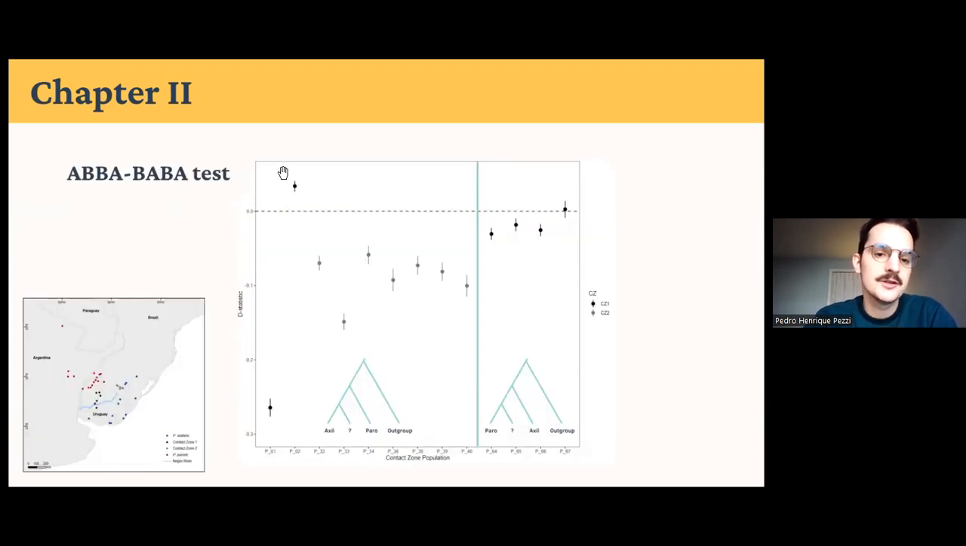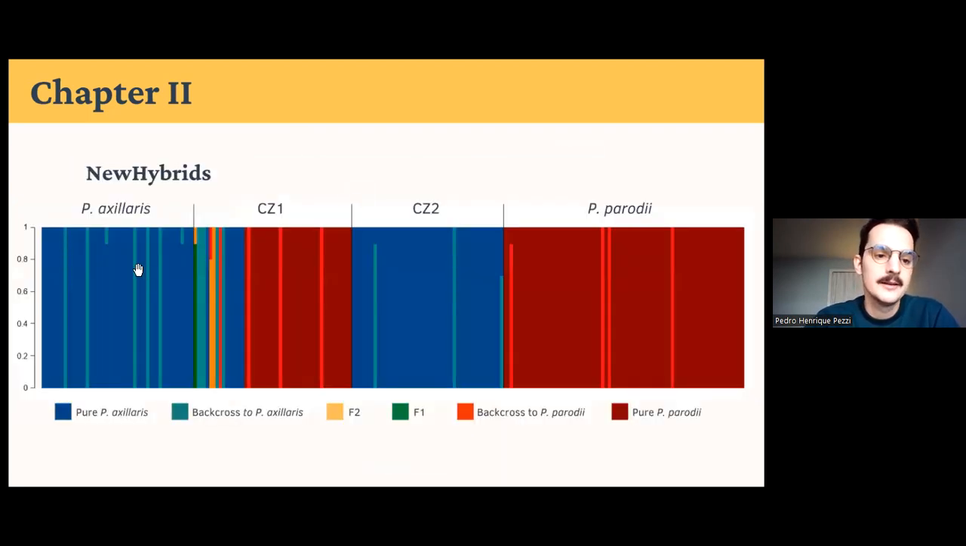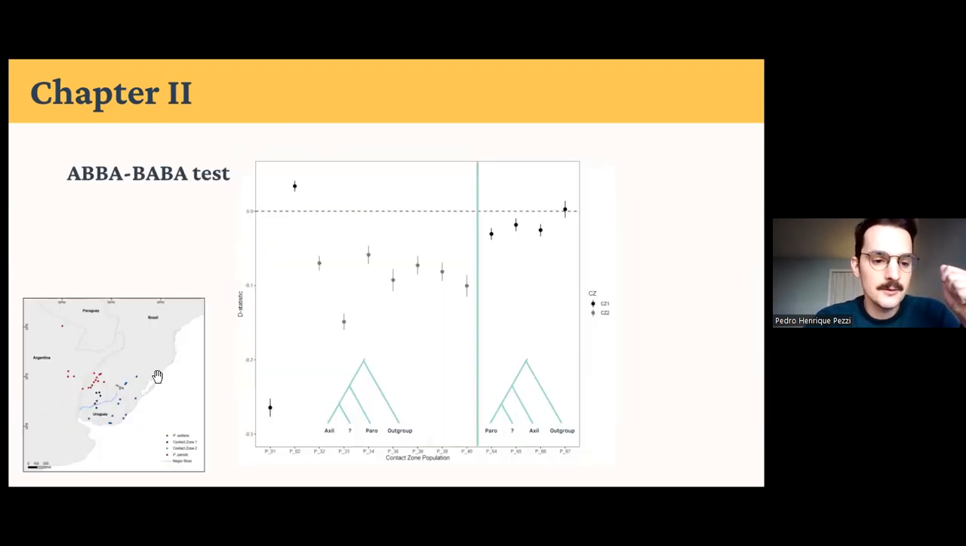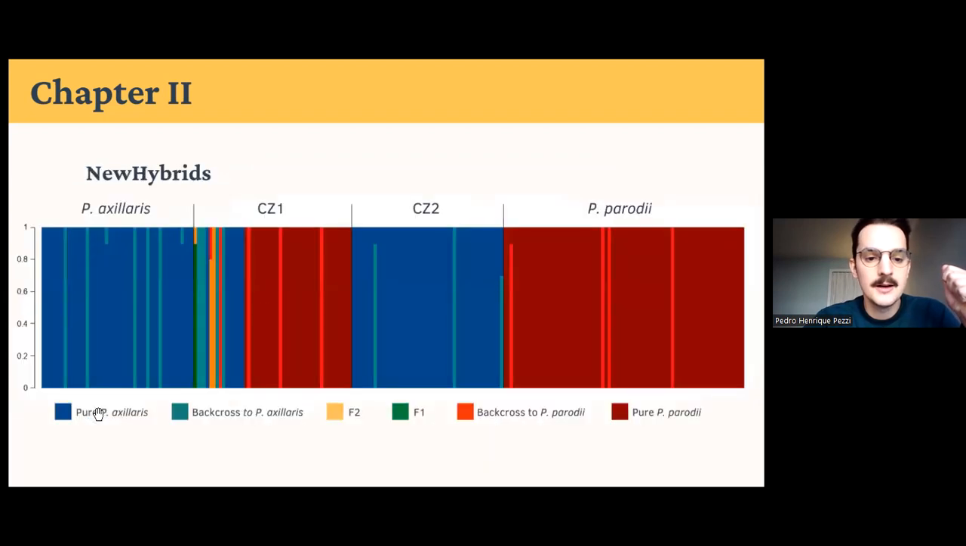So it kind of justifies the positive value here, suggesting that these other populations are more hybrid than this one. So it makes sense. And here, all these individuals belong to population one, the one right south of the Negro River. Here we can find almost every category of hybrid. So we have pure axillaris and all the other categories of hybrids. We just don't find pure Petunia parodii.